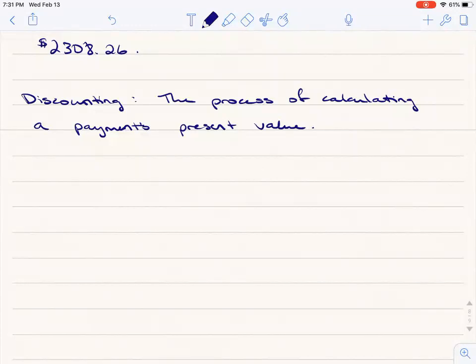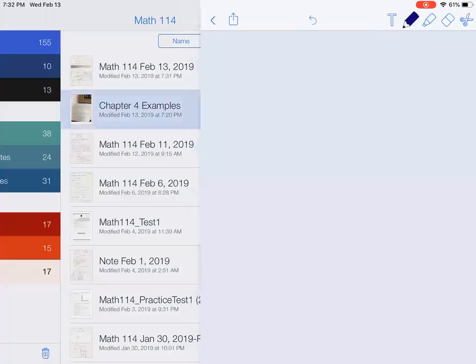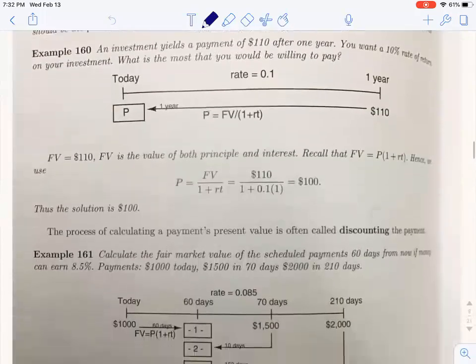See if we want to do this one. Let's do example 163, because it's a little, I was gonna do 161. It's in the textbook, so you can just look it up, but let's do 163 together just because it's a little bit more involved.